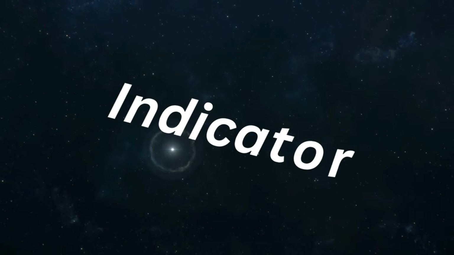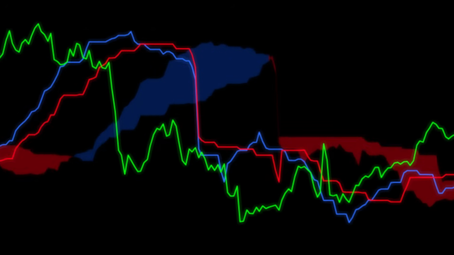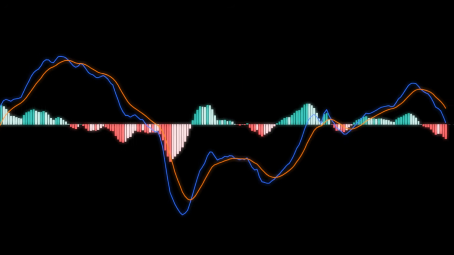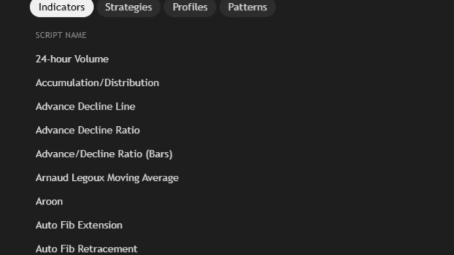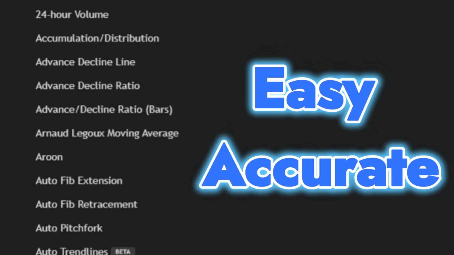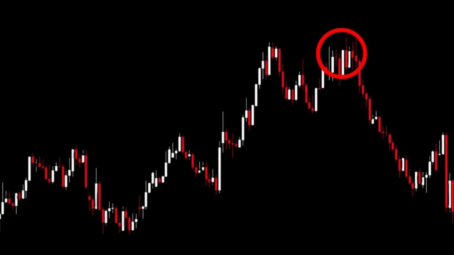We have all tried a bunch of indicators out there, from the popular RSI to the legendary Ichimoku Cloud or even the old school MACD. But honestly, what we all want from an indicator is pretty simple: keep it easy and make it accurate. Something that can catch those momentum shifts, ride the trend, and then spot the reversal right when things start to change. And I think that I've found the perfect one.